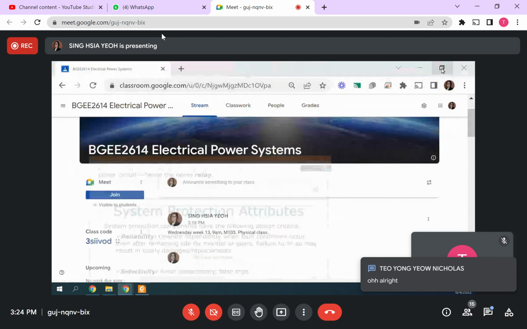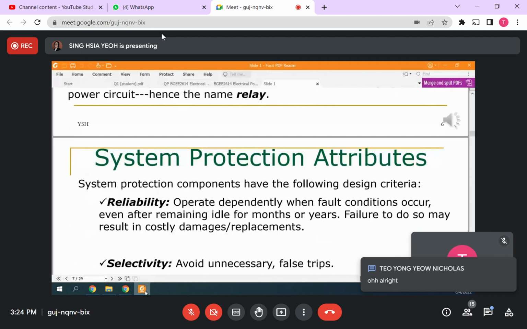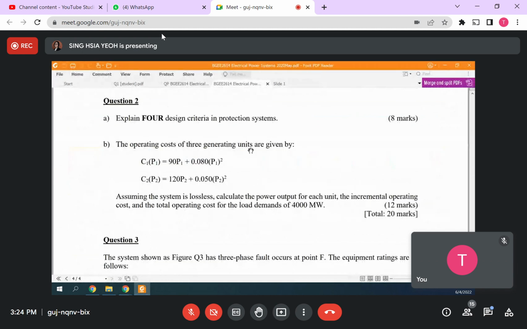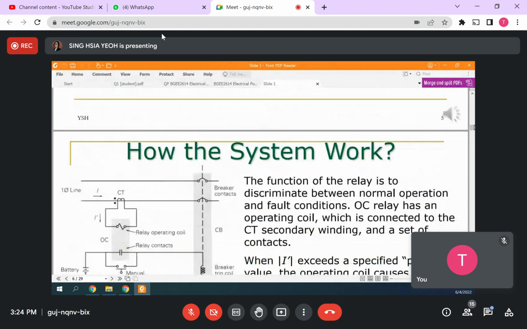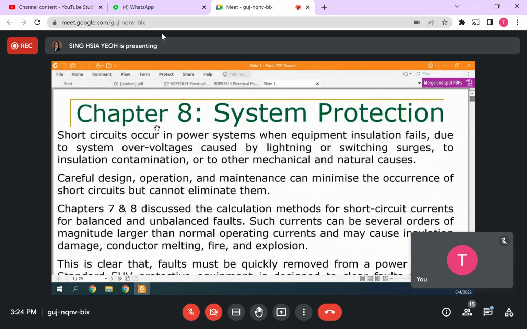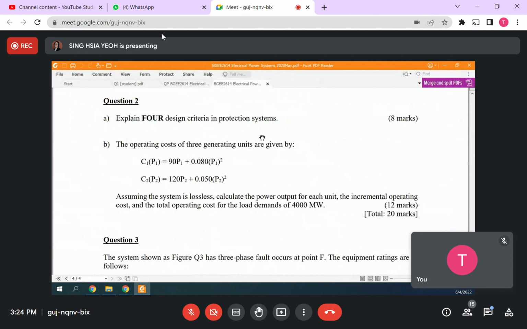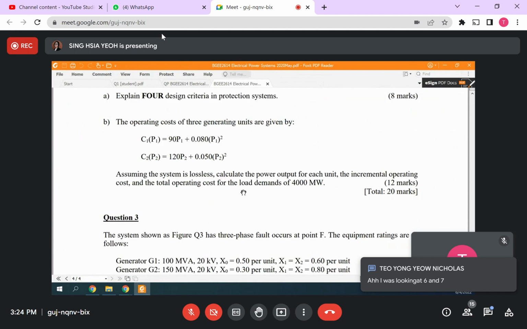Protection system means the second last chapter, system protection, Chapter 8. Done. Economy should be okay, right? Then we look at question 3.